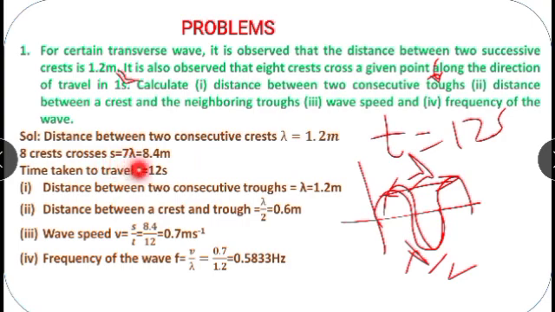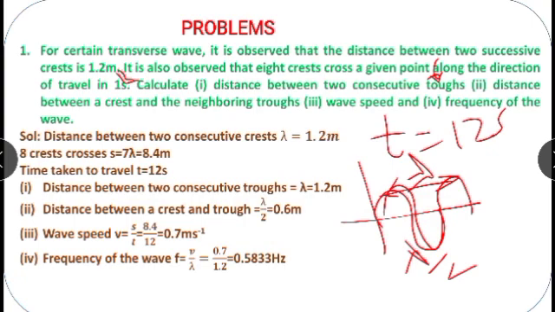So distance is 7 lambda, where lambda is equal to 1.2. 7 into 1.2 is nothing but how much? 8.4 meter. Now the time is given, 12 seconds. So time taken to travel is 12 seconds. First one, they have asked us to find the distance between trough and trough, lambda is equal to 1.2 meter, so that is given. Distance between the crest and trough, that is lambda by 2. Substitute the values of lambda, then simplify, 0.6 meter.